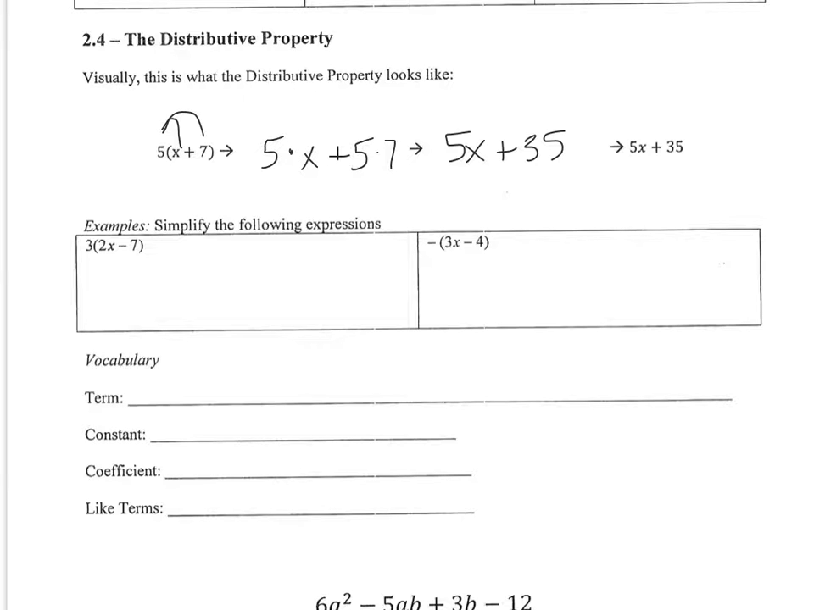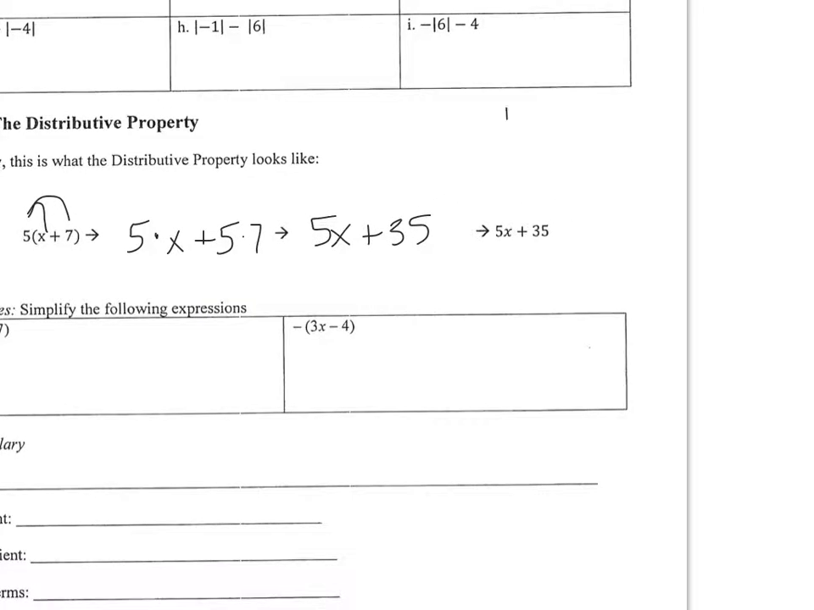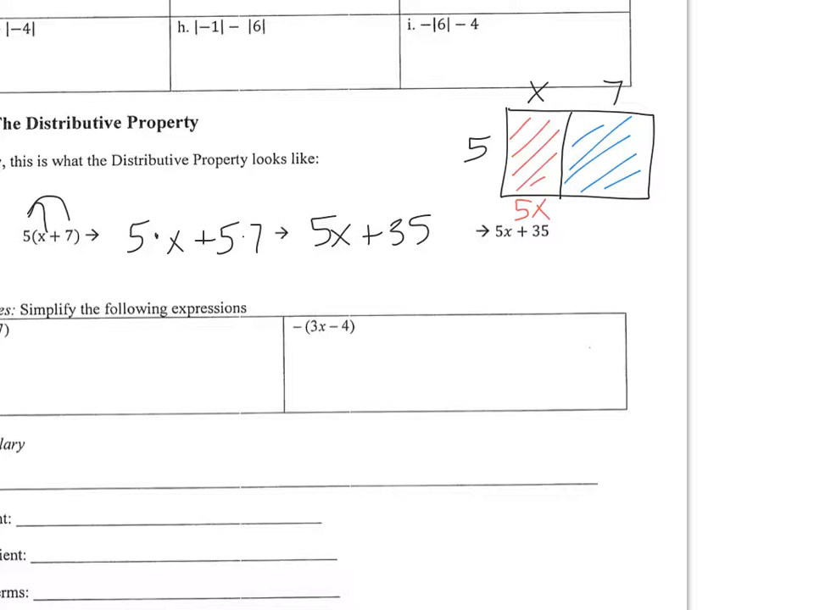So you can kind of see it with a rectangle too. If you take a rectangle and we'll let this side be 5 and this length be x and this length be 7, the area of this rectangle is going to be 5x and the area of this rectangle is going to be 35. So the area of this whole thing can be written as 5x plus 35 or 5 times the quantity x plus 7.